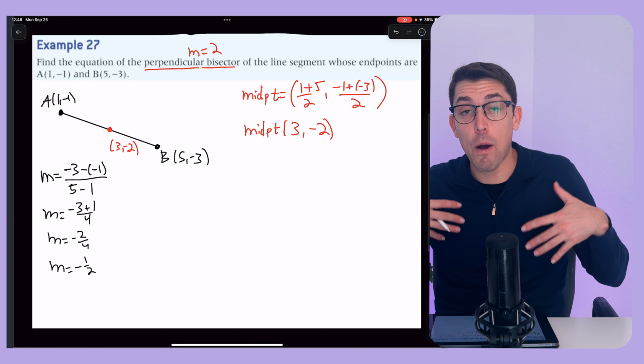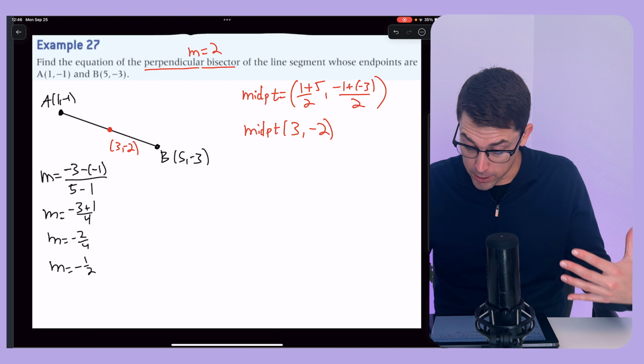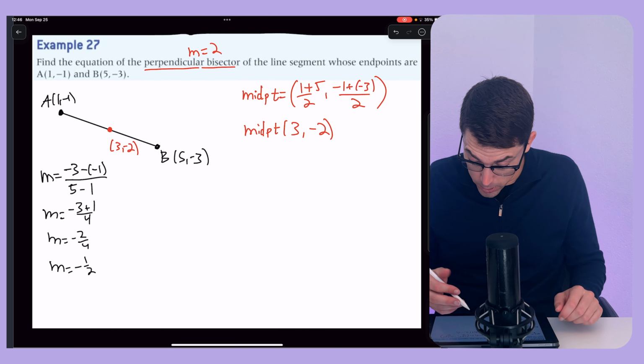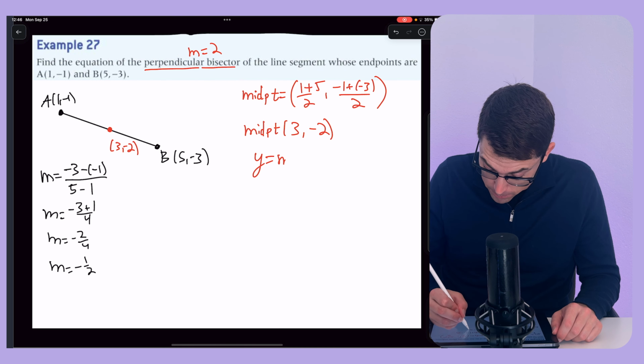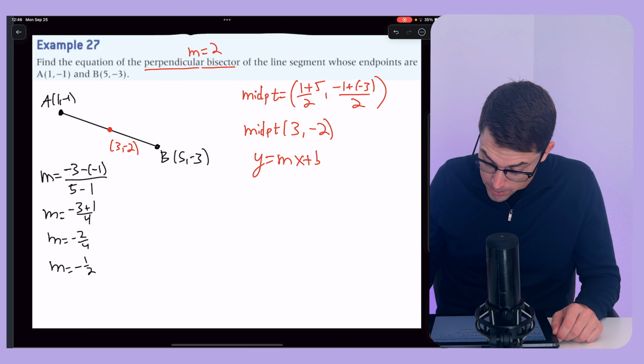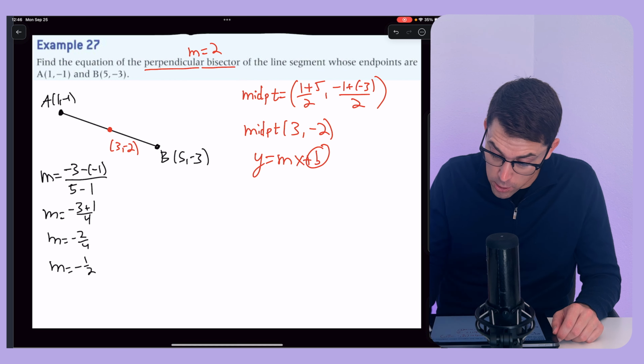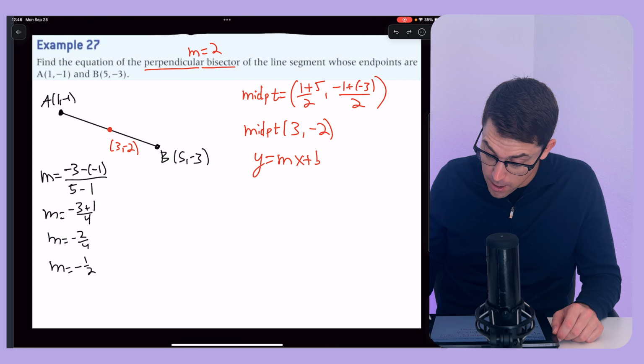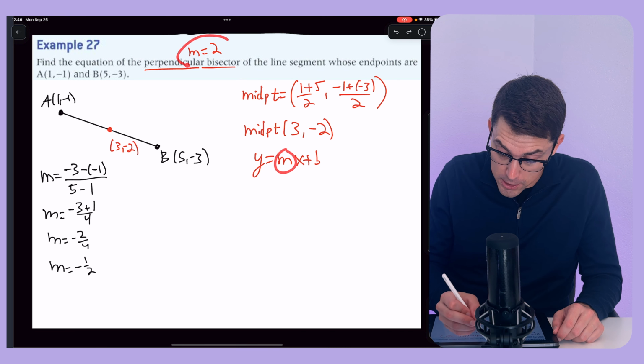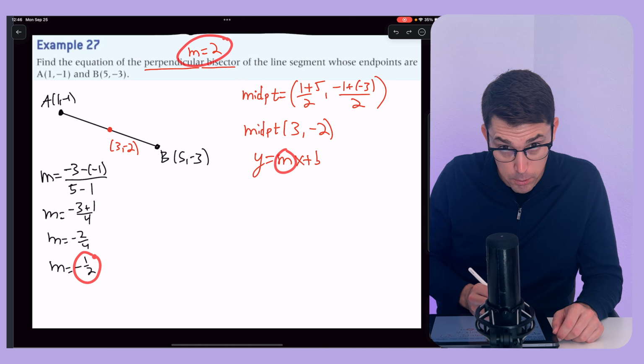And so now, if I know that this point right here is (3, -2) and I know what my slope is, I can now form my perpendicular bisector equation, because we all know that it comes down to y equals mx plus b. I don't know what b is. I do not know what that y-intercept is just yet. But what I do know is that my slope is 2, because it is the opposite reciprocal of this.